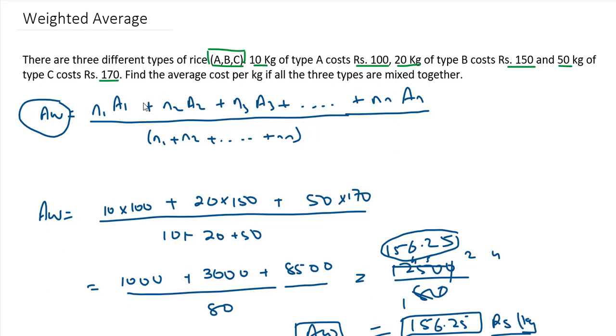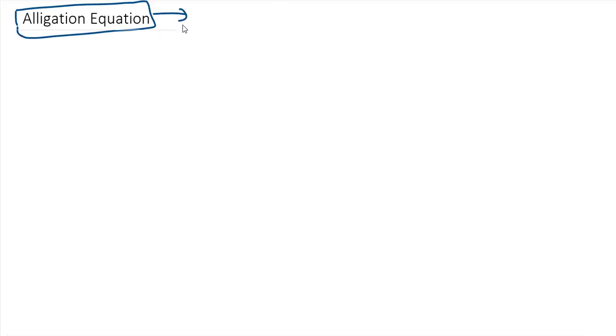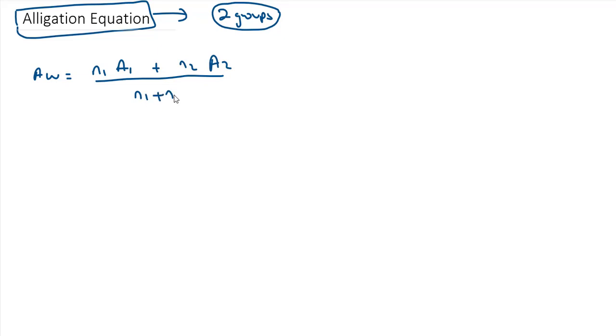Let us now understand the concept of alligation. Alligation is basically an advanced technique for calculating the weighted average. The alligation equation is applicable only when two groups are mixed together. Whereas the formula for weighted average you can use for n groups, but alligation equation you can only use for two groups. For two groups, the formula for weighted average is given by N1A1 plus N2A2 the whole upon N1 plus N2, where N1 and N2 are the weights of group 1 and group 2 respectively.